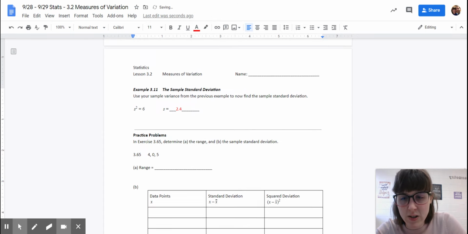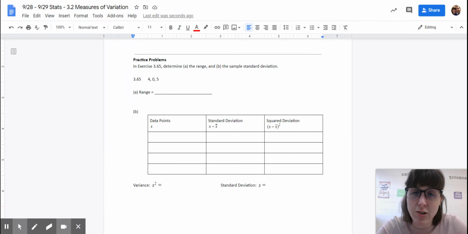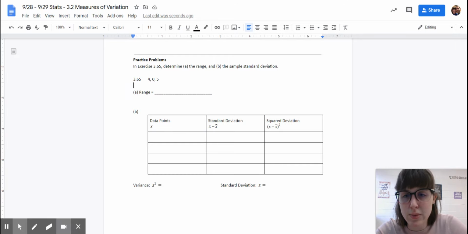All right, so here it says practice problems. I'm about to show you exactly what you're going to do on your homework. For your homework, first you're going to find the range. Then we're going to find the average, the mean. Then we're going to fill in this table. You're going to find the variance and the standard deviation. Okay, so first let's talk about range. Range is the biggest minus the smallest. So we're going to be doing 5 minus 0, which is 5. So the range is 5.